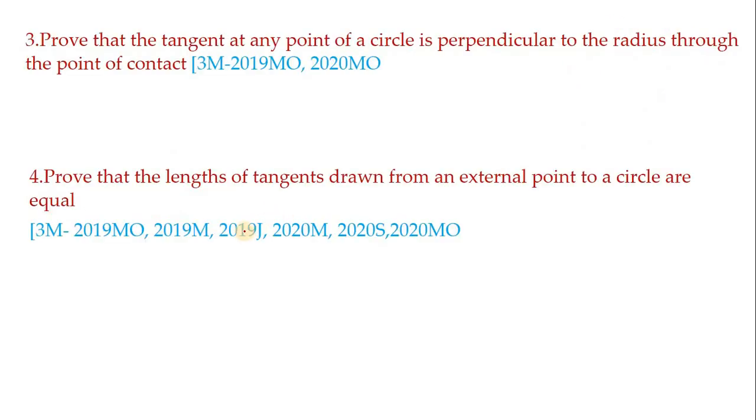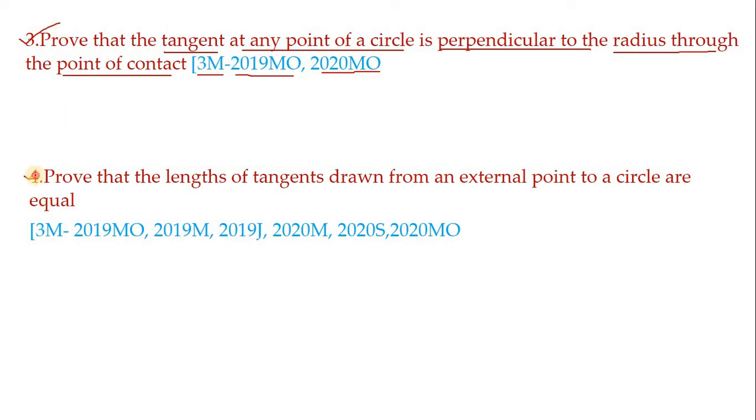Next, let us move on to another problem, and these two are theorems, children. Prove that the tangent at any point of a circle is perpendicular to the radius through the point of contact. A 3-mark question, the 2019 model question paper and 2020 model question paper have asked it, children. So it is an important theorem, and here I am not going to explain these theorems. I have already clearly explained these two theorems. In the description box I will provide the link of those videos. Kindly, if you want, go and watch that.